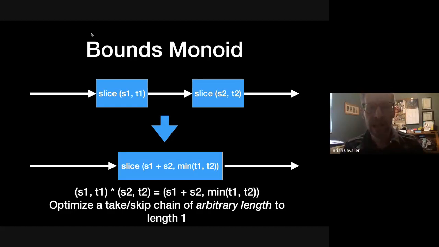This is actually the monoid operation, the binary operation, if we consider this pair of numbers to be a monoid. And so now we can take arbitrary chains of arbitrary length of adjacent skip and take, and combine them into a single slice operation.